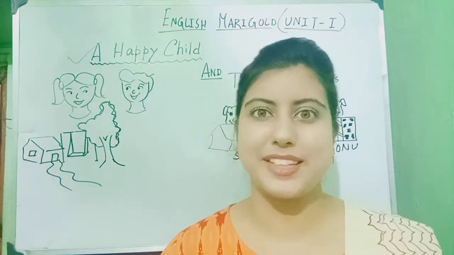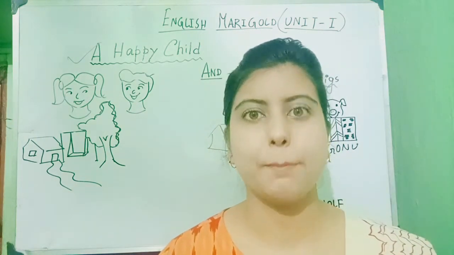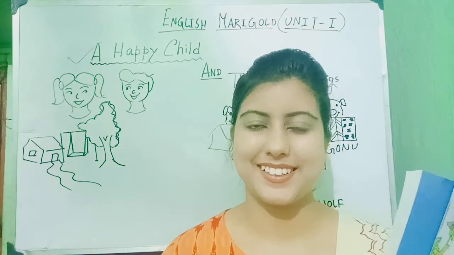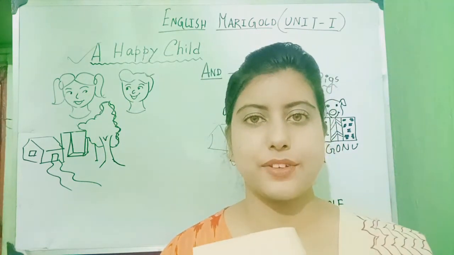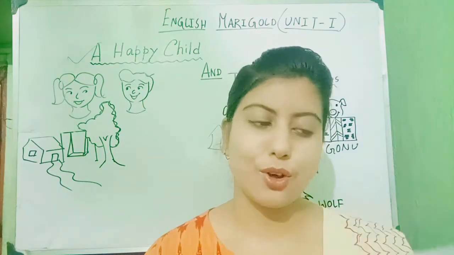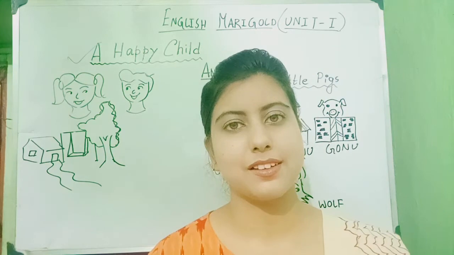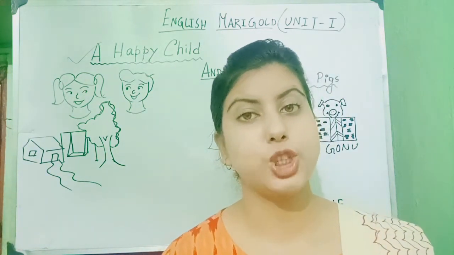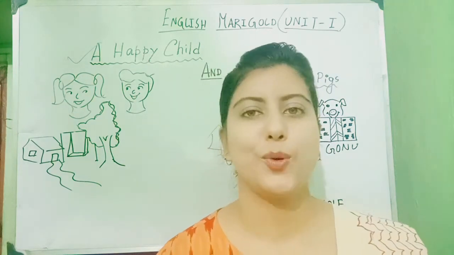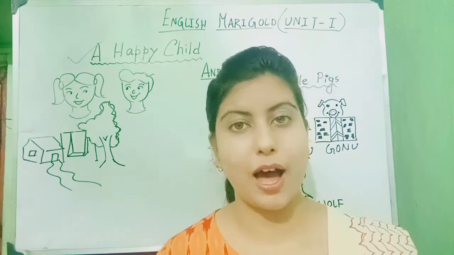First, we will do the poem. So, children, please open page number 1 of your book and try to recite the poem after me. That will help you. So, let's start the poem. The title of the poem is A Happy Child. That means the poem will talk about a child who is very happy. Now, why is the child so happy?